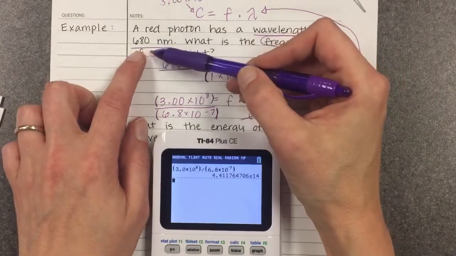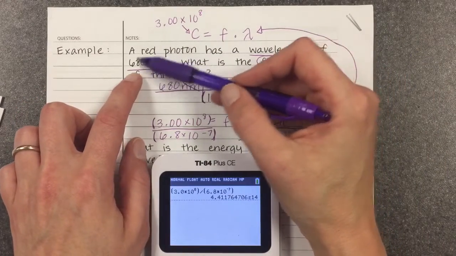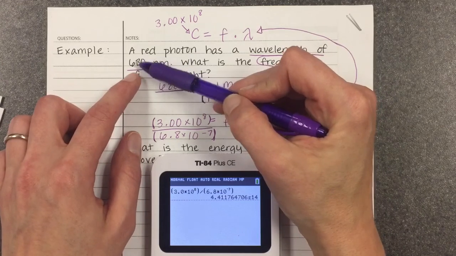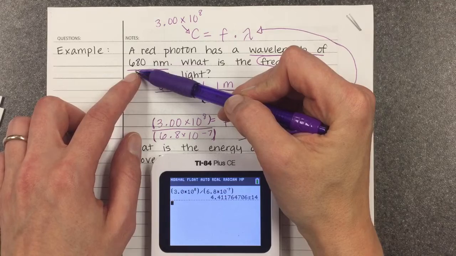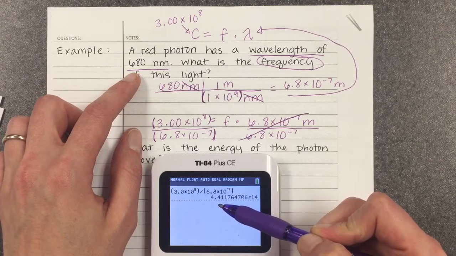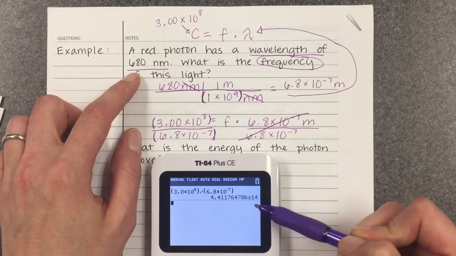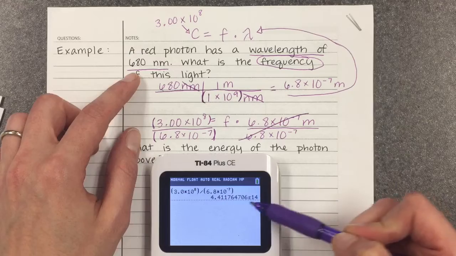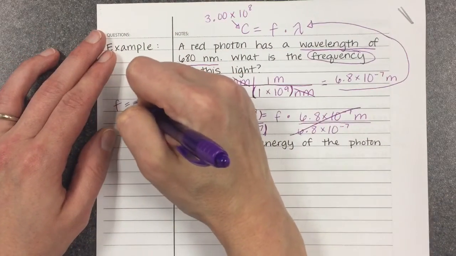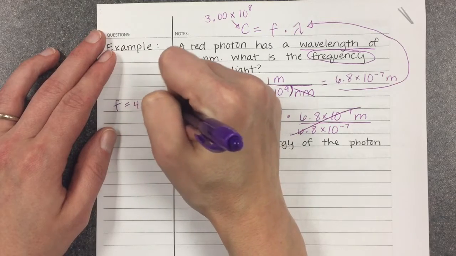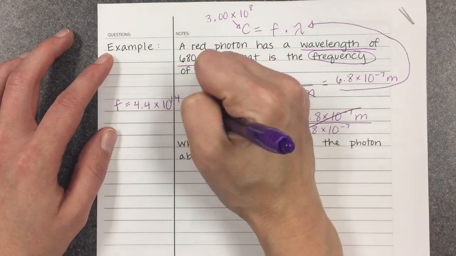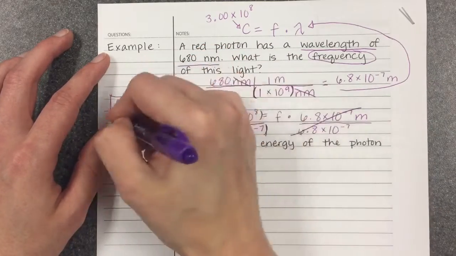Now in our starting amount, we had 2 significant figures. There's no decimal on 680, so only the 6 and the 8 count as significant figures. Since I have 2 significant figures in my given amount, we're going to keep 2 in our answer. And so this answer is going to be 4.4 times 10 to the power of 14. So the E right there means exponent. I have an exponent of 14. So for this one, F equals 4.4 times 10 to the power of 14. And the unit for frequency is going to be hertz, Hz. So this is the answer right here.